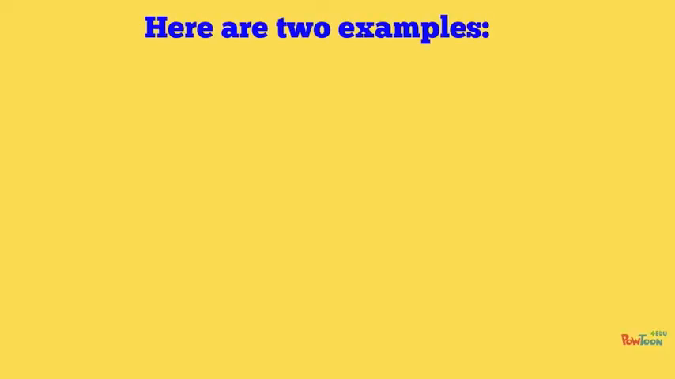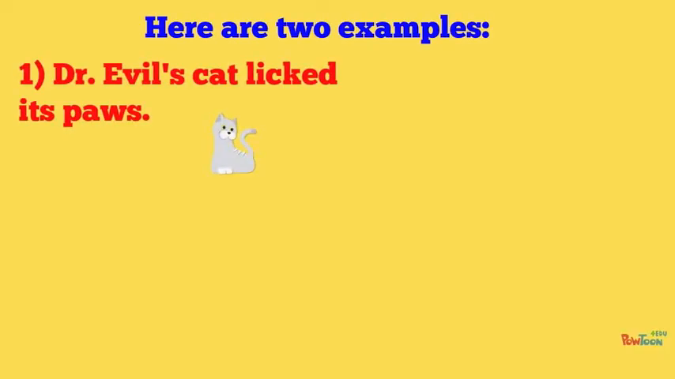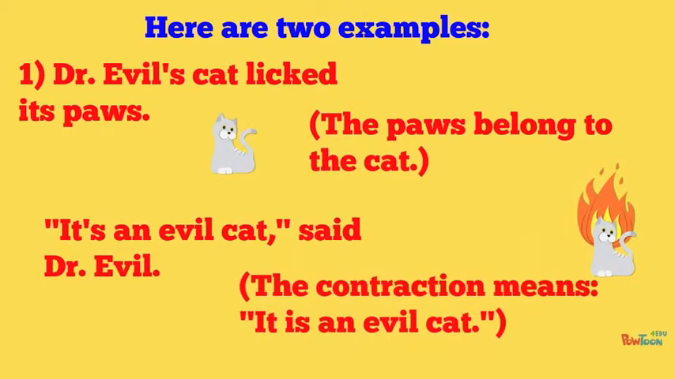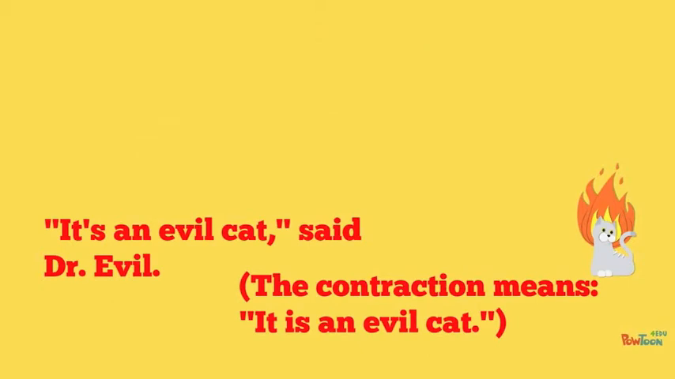Here are two examples. Dr. Evil's cat licked its paws. The paws belong to the cat. "It's an evil cat," said Dr. Evil. The contraction means it is an evil cat.